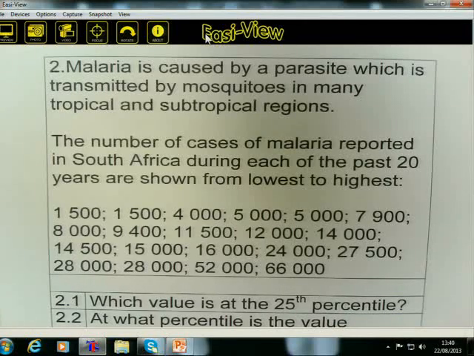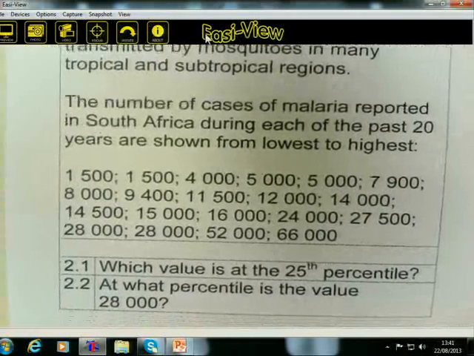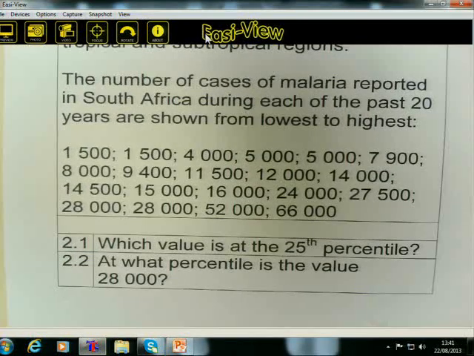Okay, that is our data, the number of malaria cases reported for 20 years. Our data is also arranged from lowest to highest. Okay, grade 12s, look at that data and then answer these two questions. The first question, 2.1, which value is at the 25th percentile?